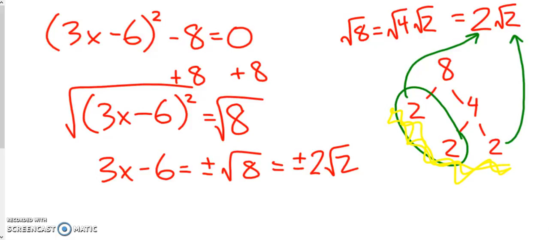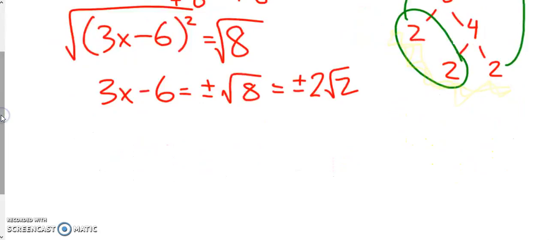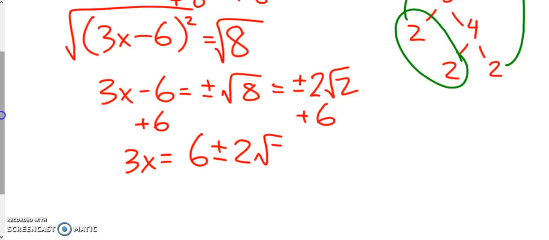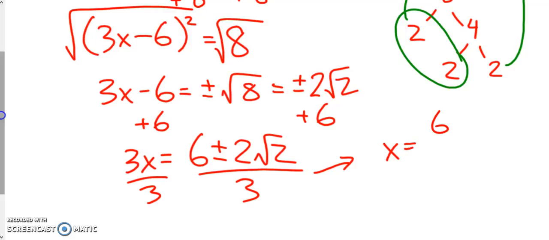So let's finish solving this problem. So I can get x by itself, I can add 6. So I've got 3x equals 6 plus or minus 2 square roots of 2. And to finish it, I divide by 3. And I get x equals 6 plus or minus 2 square roots of 2 over 3.